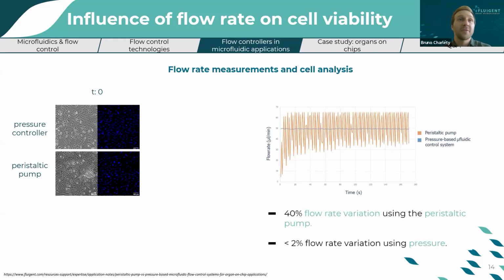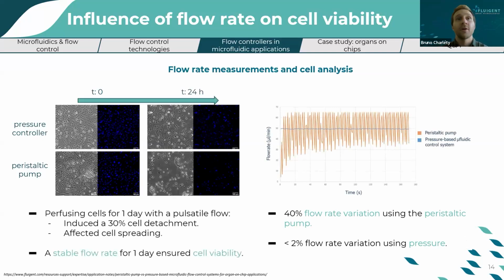So we can observe about 40% variation around the same points using the peristaltic pump. And in comparison, we observe about 2% flow rate variation using pressure. So after 24 hours of fluid recirculation, one can observe that perfusing the cells with such a level of variation will affect cell viability.